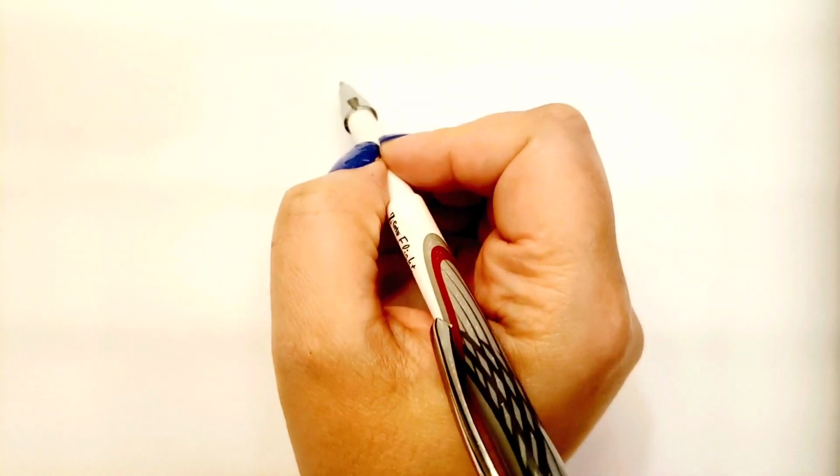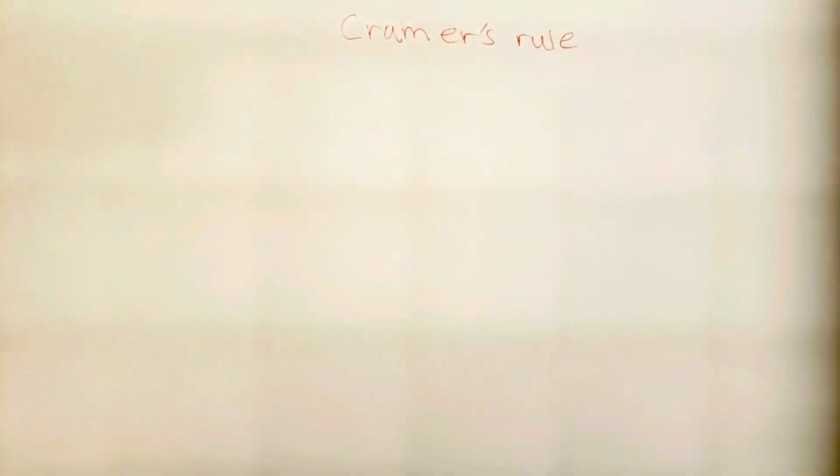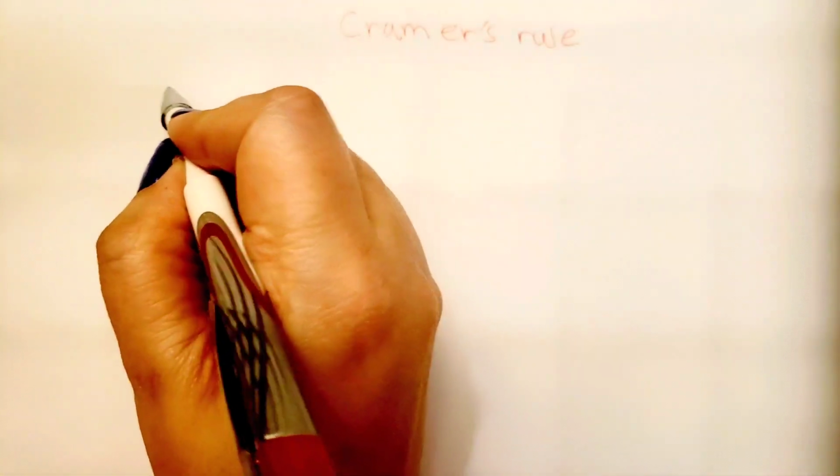Hello again, friends. This time we will continue our discussion about Cramer's rule, but for this video we will focus on solving linear equations with three variables. So once again, Cramer's rule, and here we will be talking about systems of linear equations with three variables.